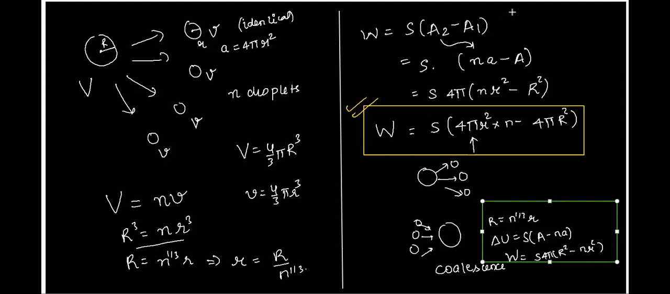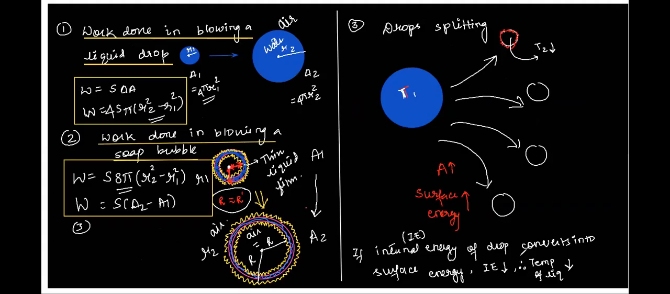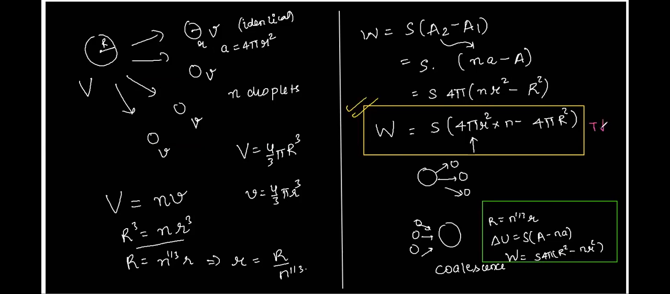Now, one beautiful fact about it. In the last case, what had happened? The temperature of the liquid drops had gone down, right? Because the surface area had increased, therefore energy was converted from internal energy to surface energy, right? And that was at the cost of temperature.